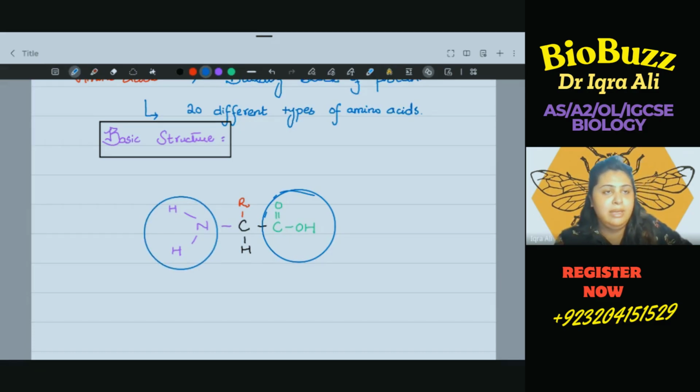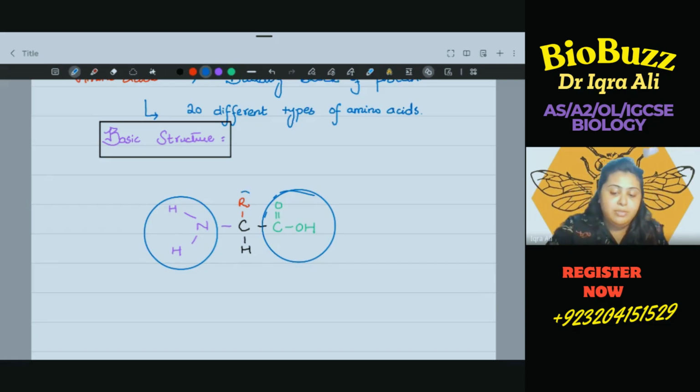Now it does not make any difference if you shuffle these groups, but these groups should remain opposite to each other. Like you cannot change the direction like this. You have to make sure that if the carboxylic acid is on the right side, then the amino group should be on the left side. If the carboxylic acid is on the left side, then the amino group should be on the right side of the amino acid.